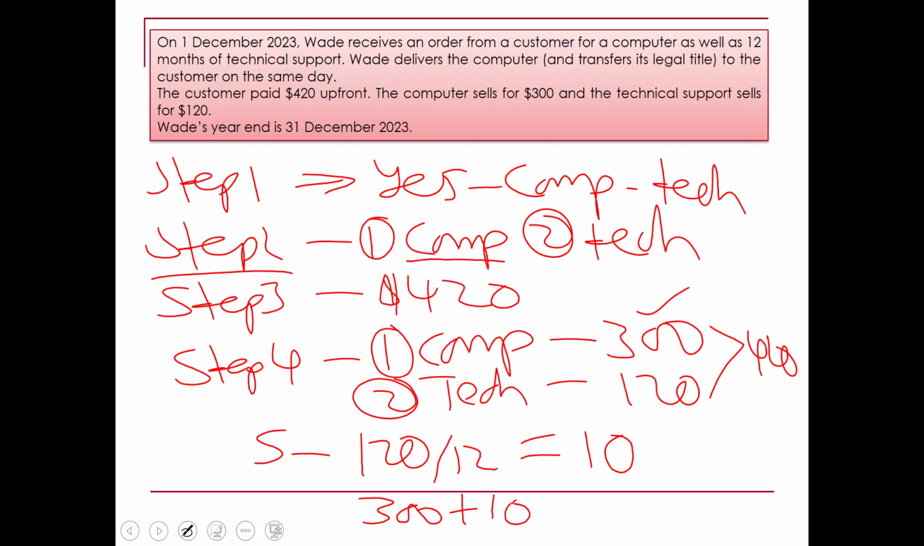The remaining 110 is for the 11 months. We've not yet satisfied that obligation because we have not yet provided that technical support, which means the total amount we're going to recognize as revenue as at 31 December 2023 becomes 310. So that's basically how we apply the 5 steps of recognizing revenue.